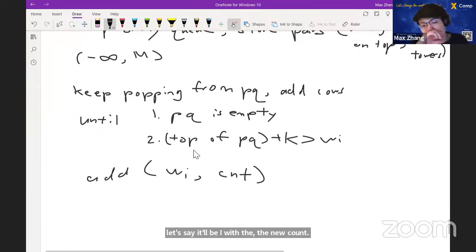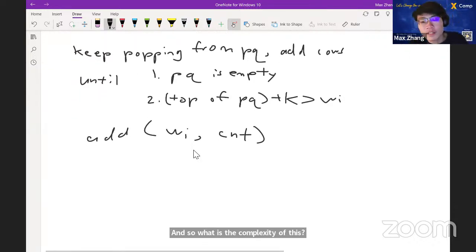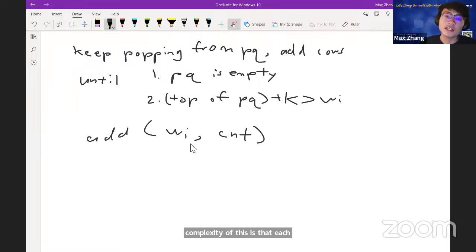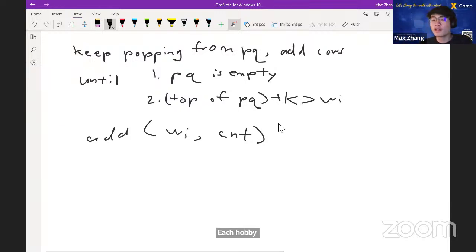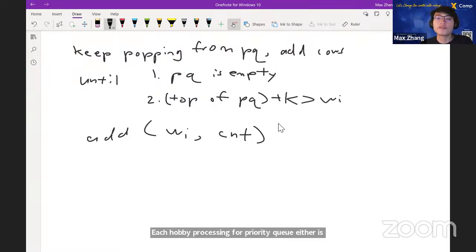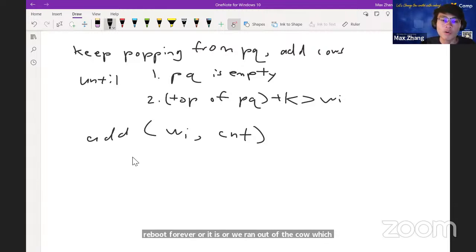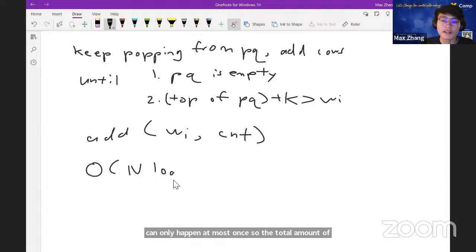And so what is the complexity of this? Well, each time we process the priority queue, there are kind of two cases: either it's removed forever, or we ran out of the cow, which can only happen at most once. So the total amount of work we do is bounded by order n log n, because there are only at most O of n pairs that can be generated, and each pair is added at most once and removed at most once from this priority queue.